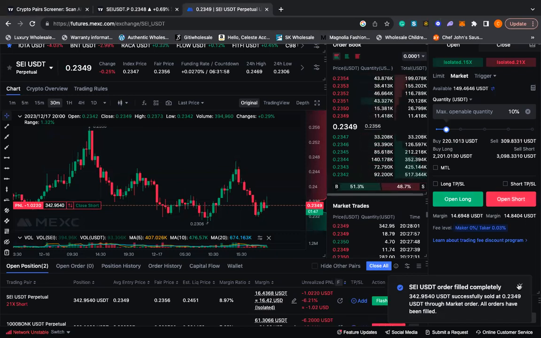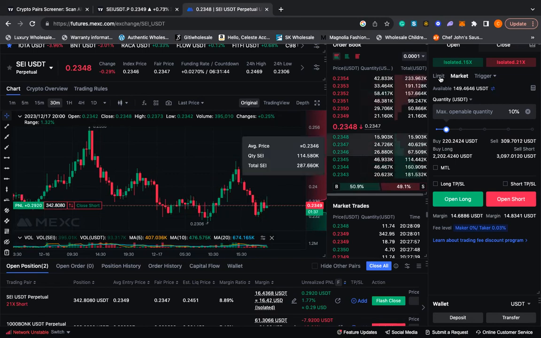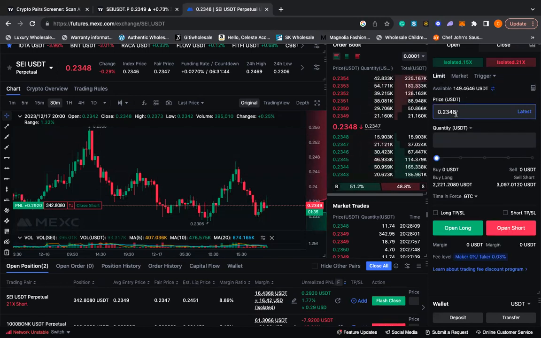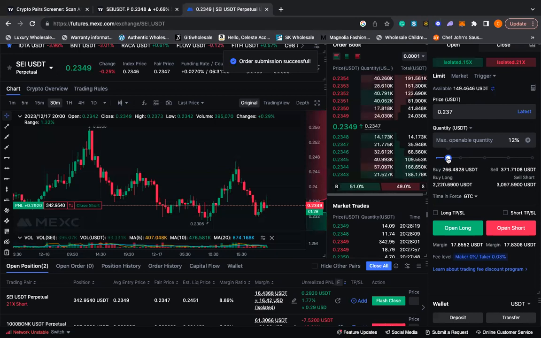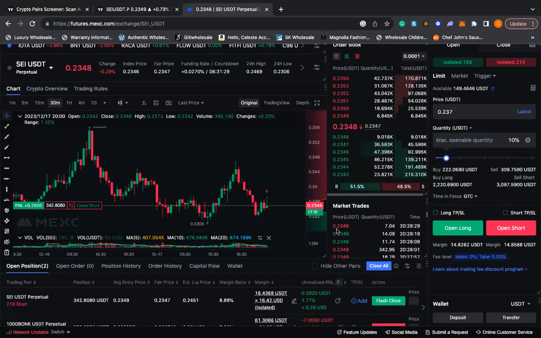All right. And I want to bounce back by going to the top of this wick right here. And I'm going to put a limit order in at 0.237. Limit order, 0.237. 10%. Open short. Confirm.